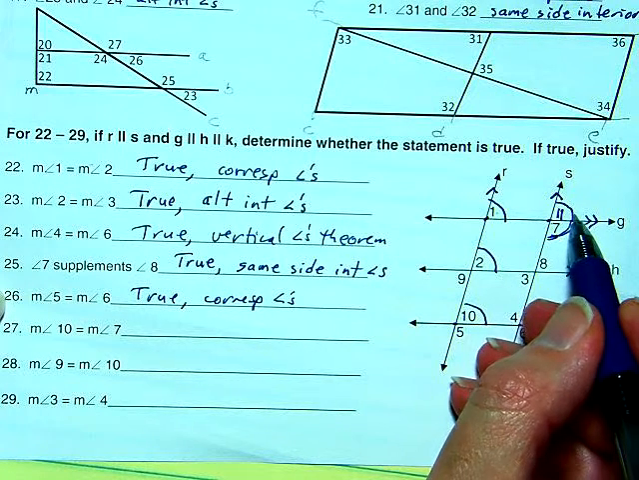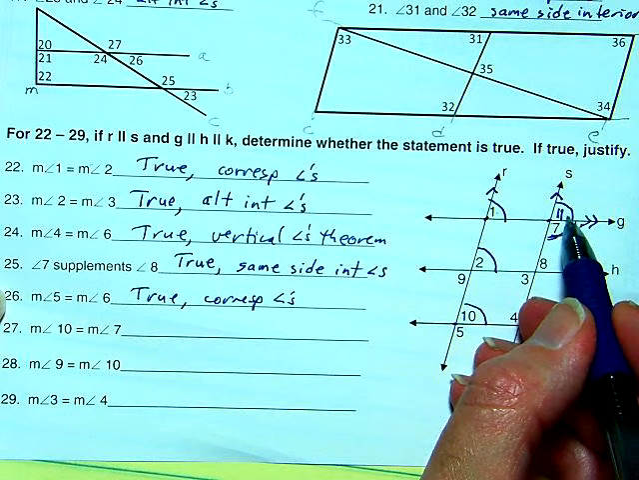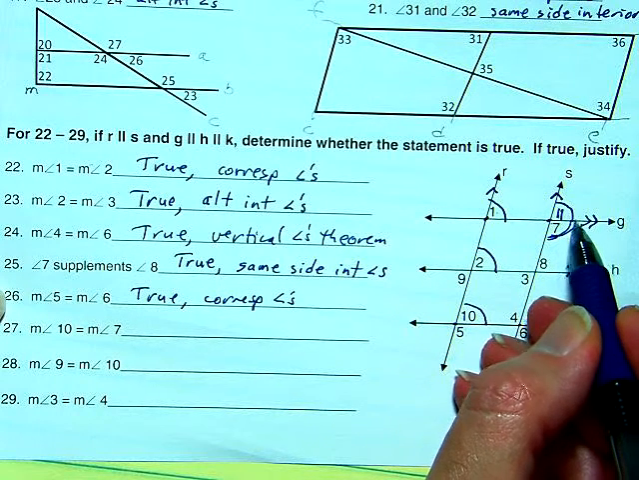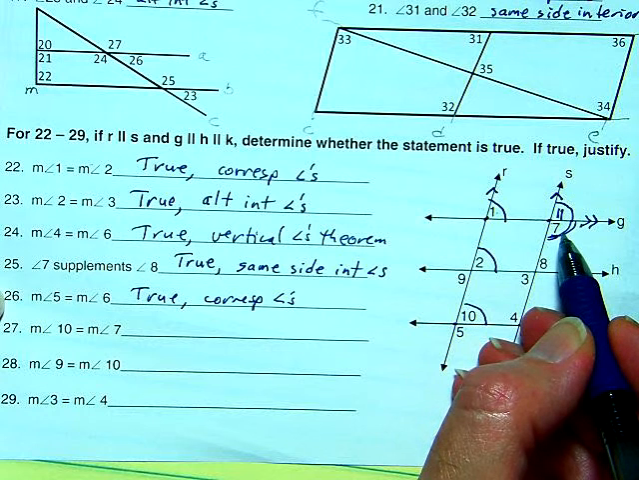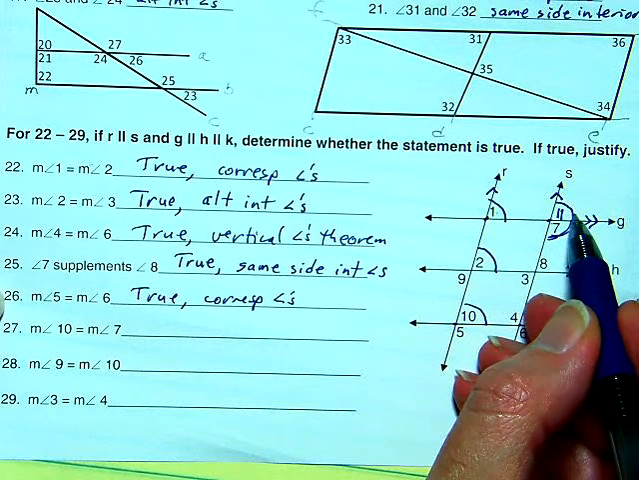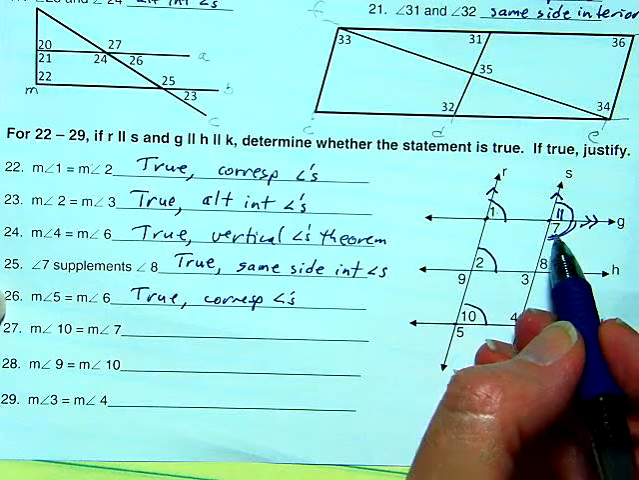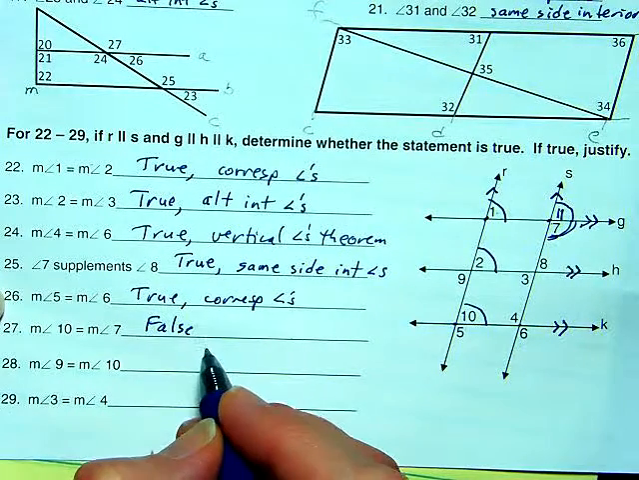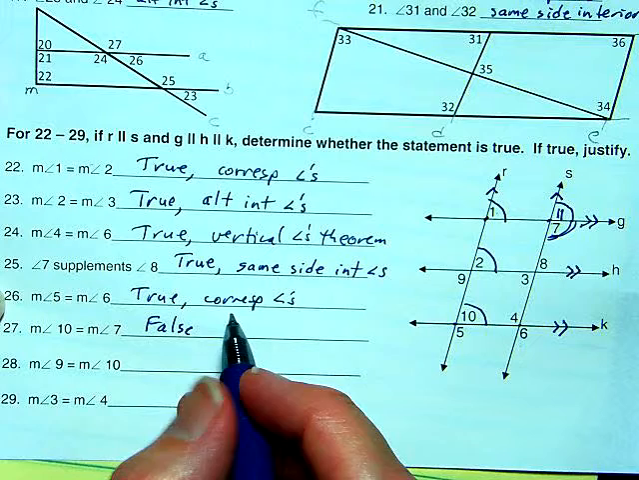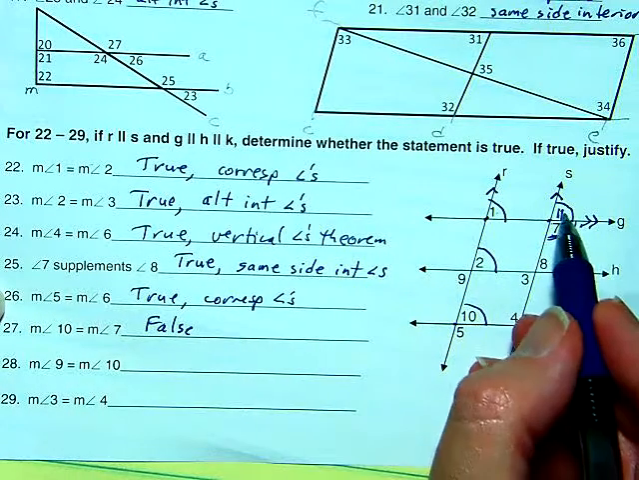So the question is, is 11 congruent to 7? Well, I think you can see here 11 and 7, that's a lucky pair, isn't it? 11 and 7 make up a linear pair. Well, are linear pairs congruent? Not usually, right? So we cannot conclude any way we do it that the measure of angle 10 equals the measure of angle 7. It's just false. There isn't a justification for it.